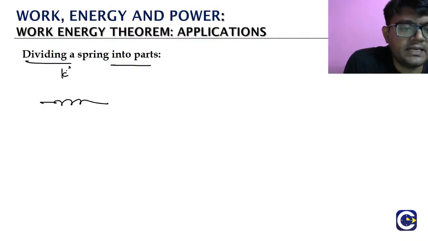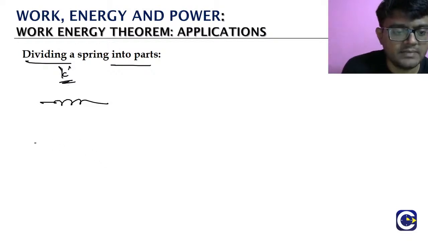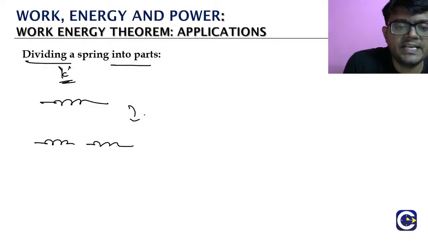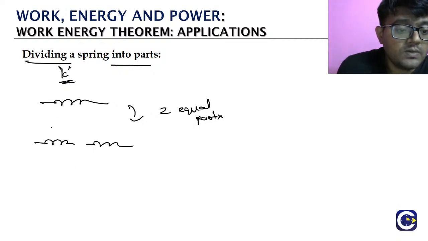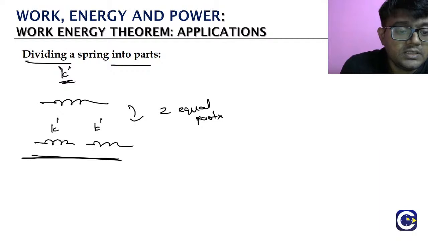We already have a spring with constant k. We are going to divide it into two equal parts. Let us say each part has spring constant k dash. So it is like these two are in series to form the original spring.